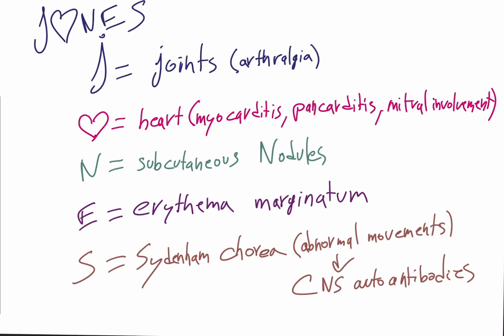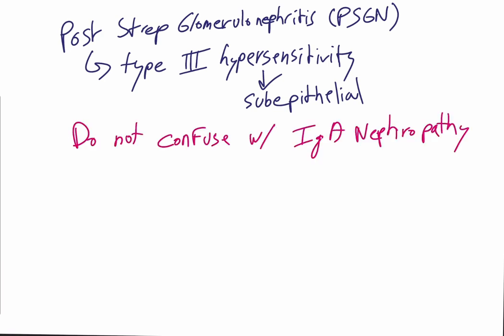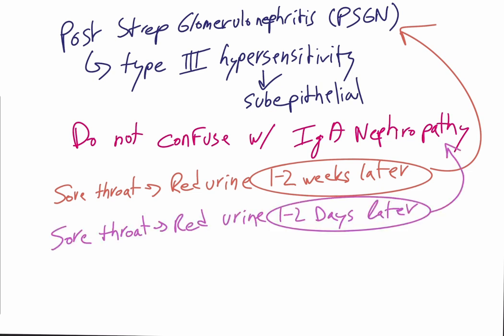Next up, we have post-streptococcal glomerulonephritis. This is a type 3 hypersensitivity reaction due to immune complexes depositing in the subepithelium of the kidney. Do not mess this up with IgA nephropathy. If you have a patient with a sore throat and red urine 1 to 2 weeks later, that's post-strep glomerulonephritis. If you have a patient with a sore throat and red urine 1 to 2 days later, that's IgA nephropathy.